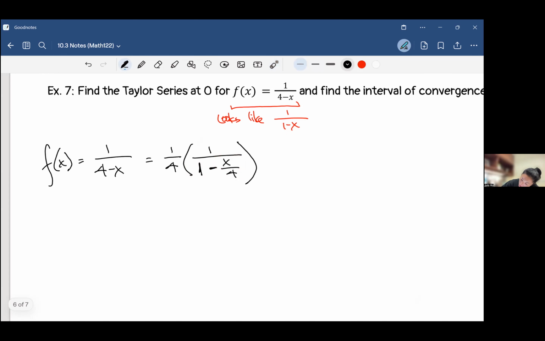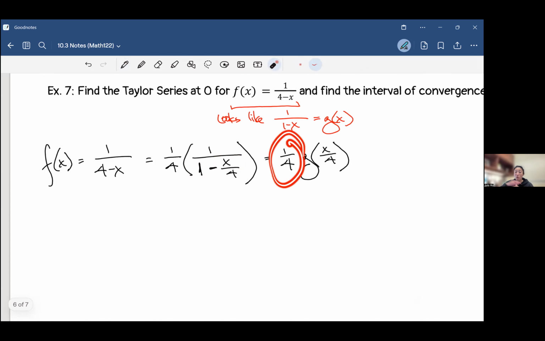What this allows us to do is say we've actually got 1/4 times g of x over 4, okay? So this is my g of x, the one that I'm matching it to, and instead of putting in an x, I can put x over 4, and then I can multiply the whole thing by 1/4, and I will get the function that I'm looking for, okay? But this structure, this is the one that helps us write the Taylor series. So let's find the g of x over 4 first.